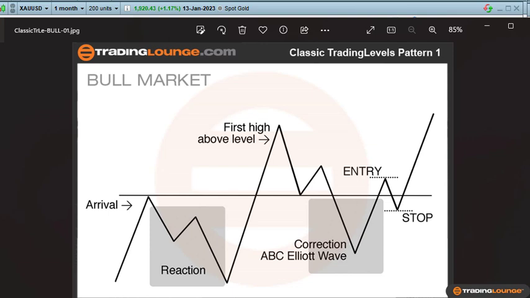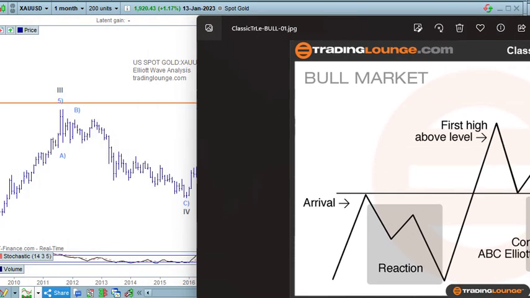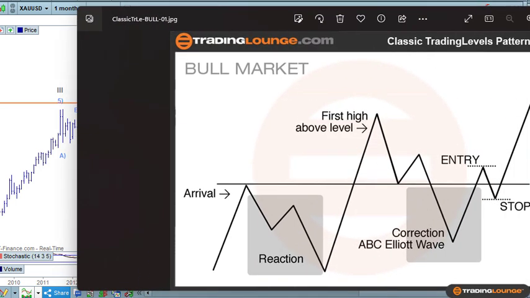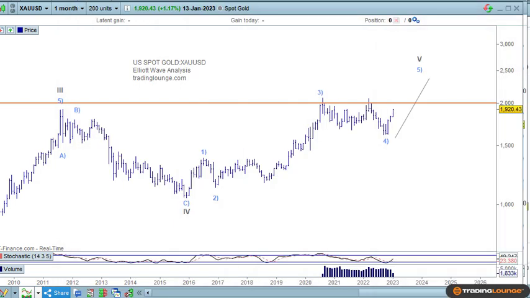So it's kind of interesting in that when we look at this particular pattern, we've got the arrival here, then the reaction, and the first high above the level. So we've got kind of 2 of these going on really. Over here we've got the arrival, the reaction, and then the first high above the level coming in here, which is normally 5 waves. So we've got the arrival, the reaction, and then the 5 waves up here.